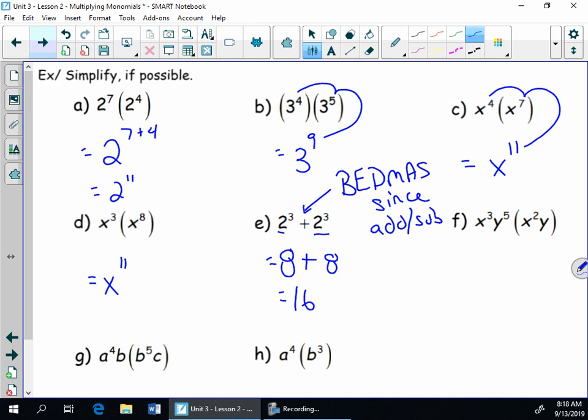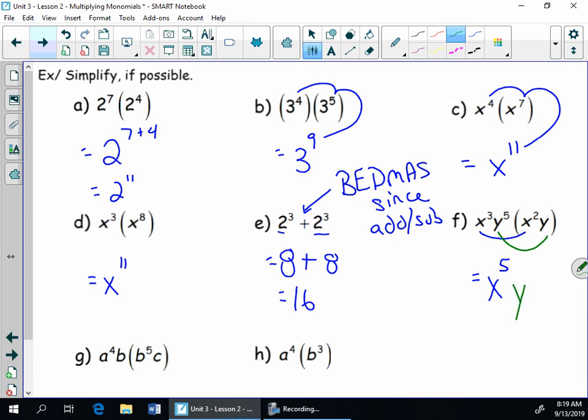Okay, let's take a look at F. Ooh, F is messy looking. I got x's and y's and x's and y's. Well, kind of the cool thing about multiplying is the order you multiply in doesn't really matter. So I can put the x's with the x's. So I got 3 and 2. That gives me 5 x's being multiplied together. And I can put the y's with the y's. How many y's do I have?